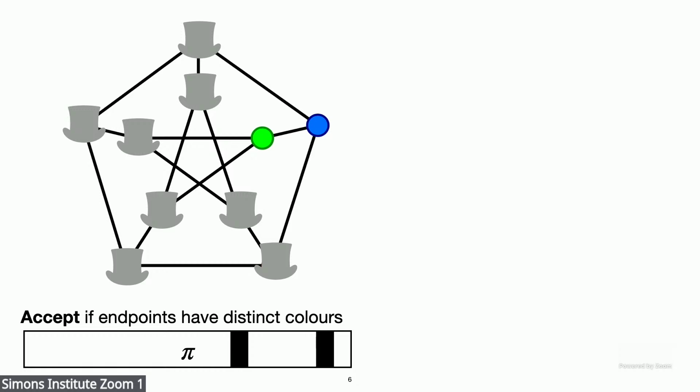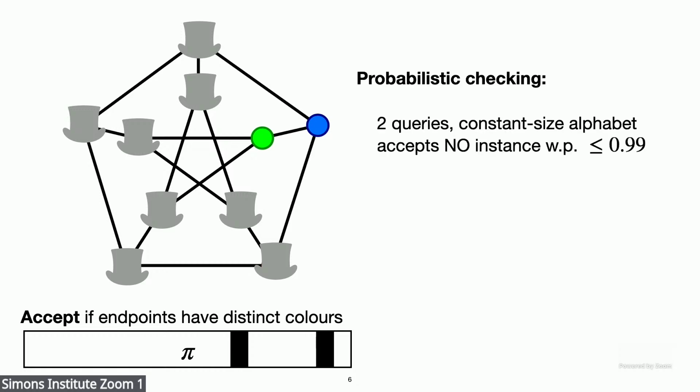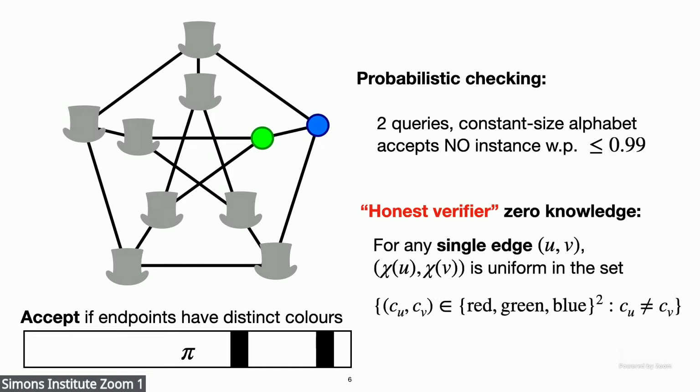Okay, so this is a PCP. It has 2 queries, and because of the guarantee about the promise, in the no instance, with probability 0.01, I'm going to see a monochromatic edge, no matter what coloring is written down. And it's also honest-verifier zero-knowledge. So what do I mean? Basically, if you do as I say, if you actually just query the endpoints of a single edge, then what you will see is just 2 uniformly random different colors in the yes case. So that's easy to simulate.